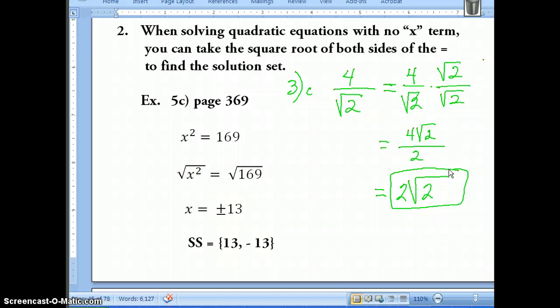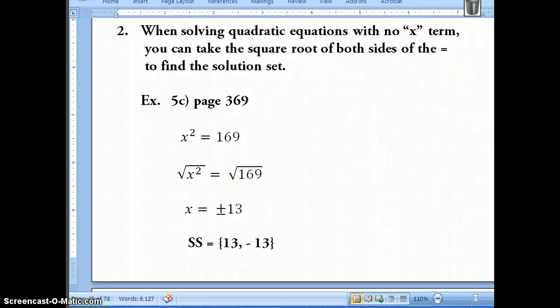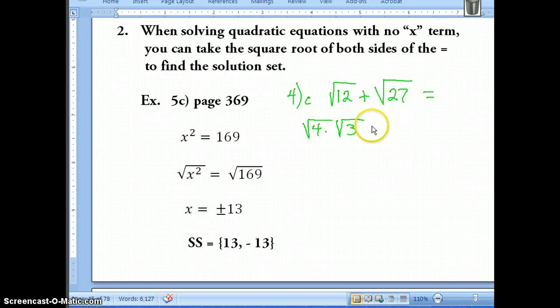Number 4C will be the last example I give you today, and then you're going to go ahead and work these. You already have 5C over here on the screen to the left. Here's 4C. You have the square root of 12 plus the square root of 27. Rule 1 stated you cannot add two radicals together if the radicands are different. And so what you're going to have to do is break these radicals down and try to take out some perfect square factors. Well, the square root of 12, I can rewrite as the square root of 4 times the square root of 3.